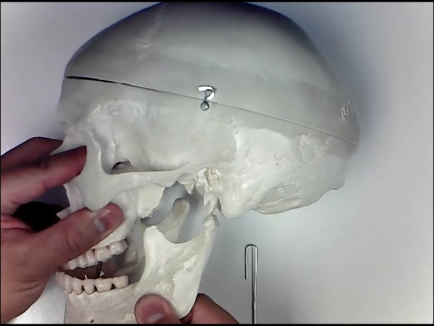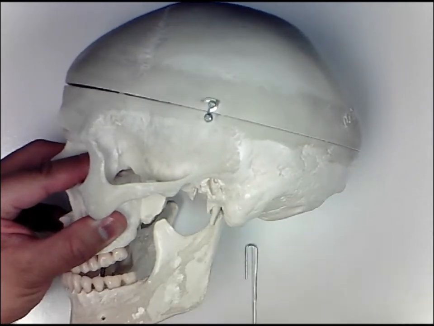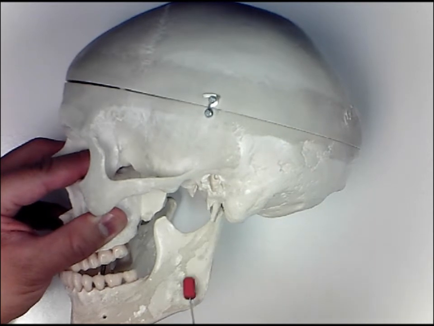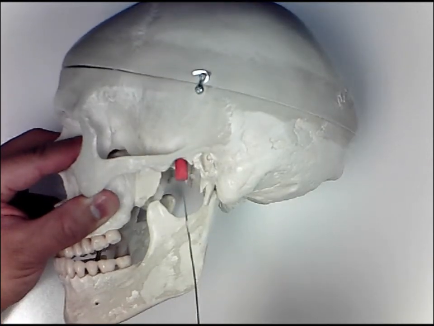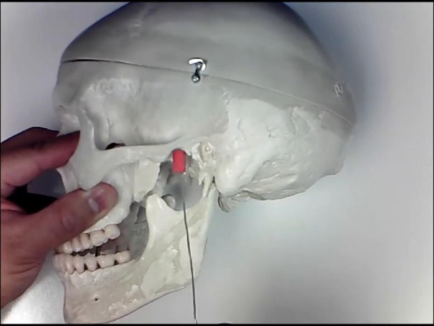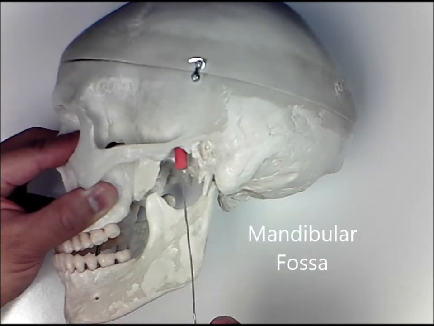The next landmark is a landmark where the lower jawbone, the mandible, meets the temporal bone. So this indentation here is called the mandibular fossa.